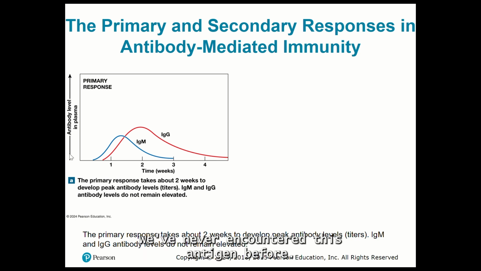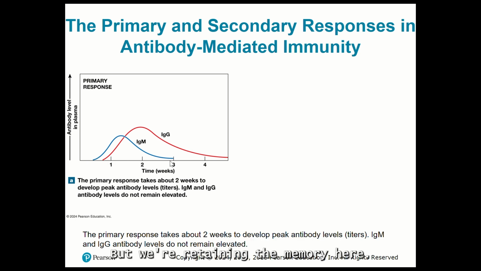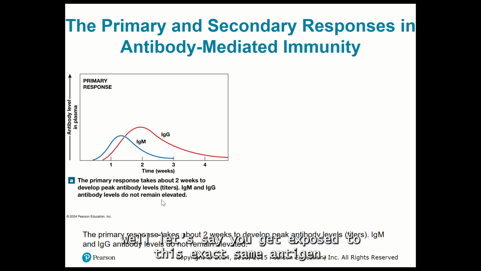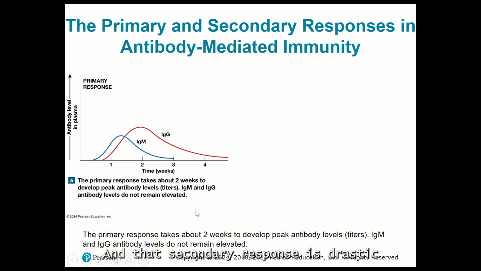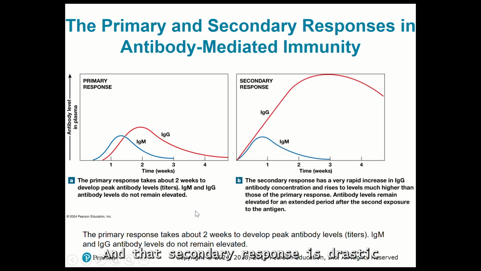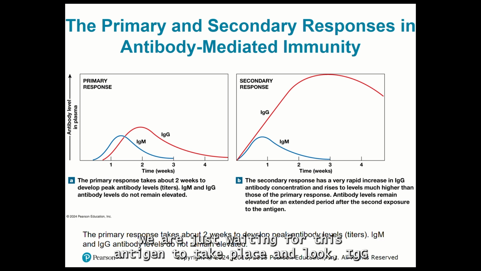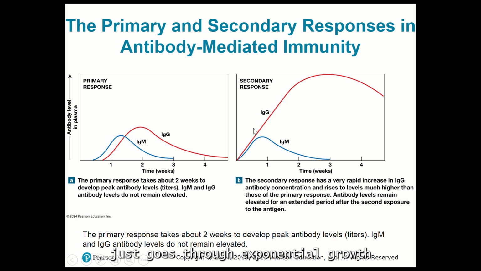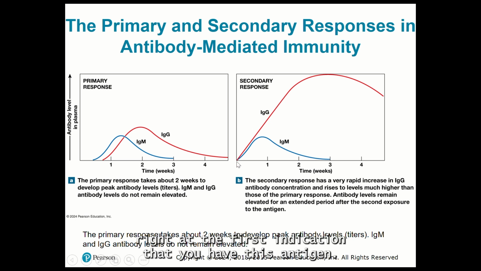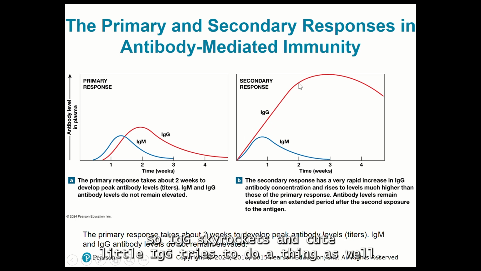We've never encountered this antigen before, so we create the IgM, then the IgG, but we're retaining the memory here. Well, let's say you get exposed to this exact same antigen again. We're not going to have a primary response, we're going to have a secondary response. And that secondary response is drastic. Because we have our memory cells already hanging out within our lymph nodes, just waiting for this antigen, IgG goes through exponential growth right at the first indication of this antigen. So IgG skyrockets, and cute little IgM tries to do a thing as well.